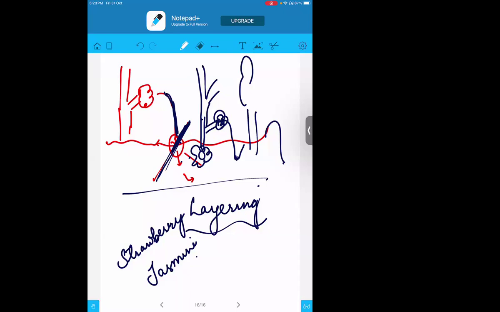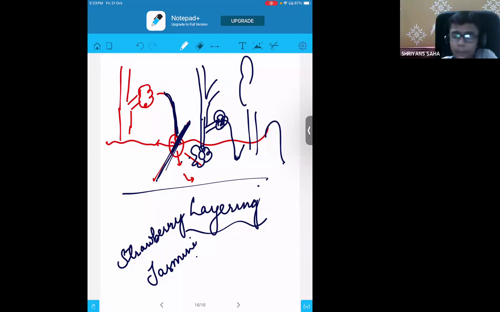So be it the strawberry or the jasmine, if you want the number of plants to be high for financial reasons, in that case you do this process. And if you do not want the money, in that case let it go on naturally. Clear? Ma'am, can you explain the layering part again, ma'am?